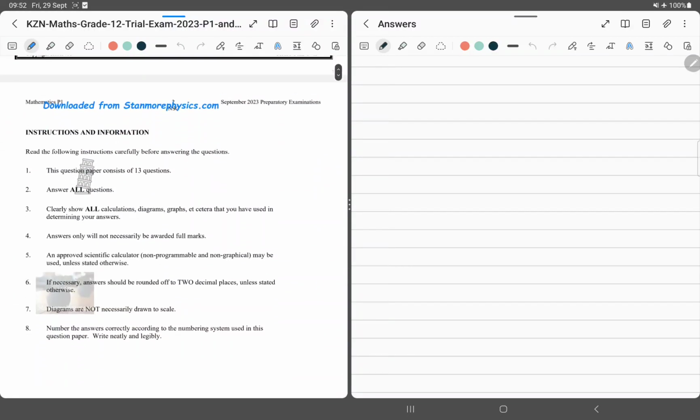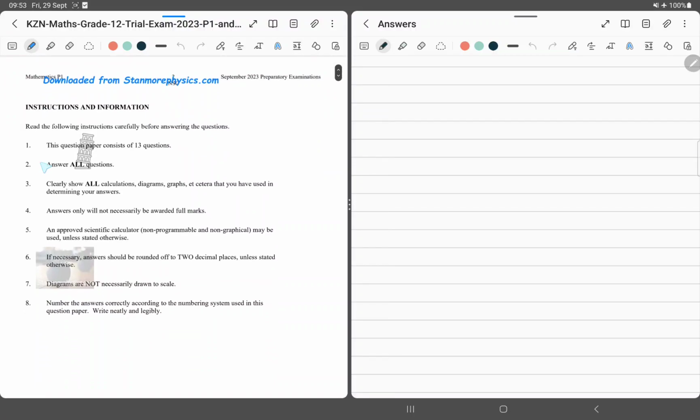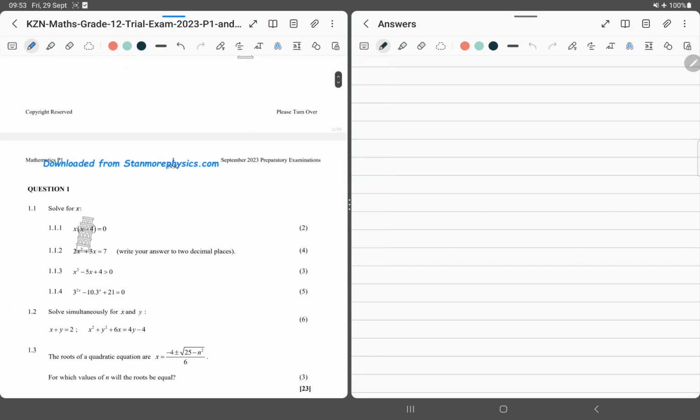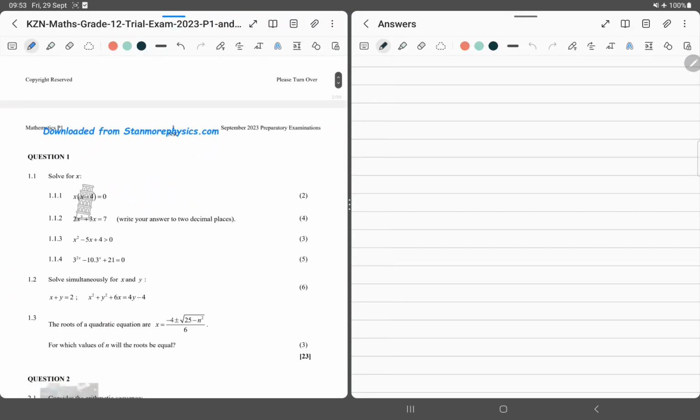Anyway, let us go through it quickly. Of course, familiarize yourselves with the instructions and cement these ones in your brain, because these are operational instructions. Essentially, they decide whether you're getting full marks or not. Okay, just be aware. Diagrams are not necessarily drawn to scale, so don't read too much into the diagram, but get the implication at least. Okay, so let's do question 1.